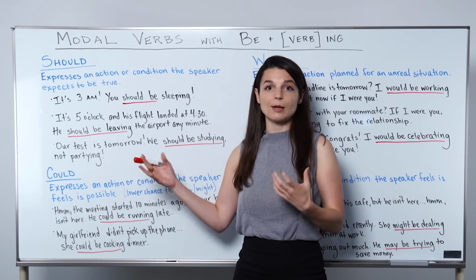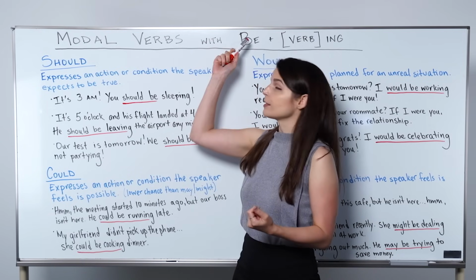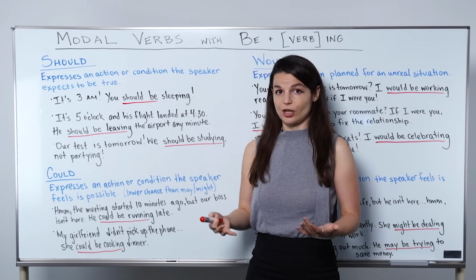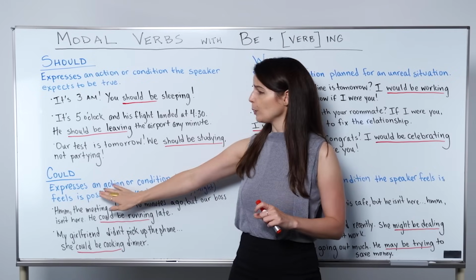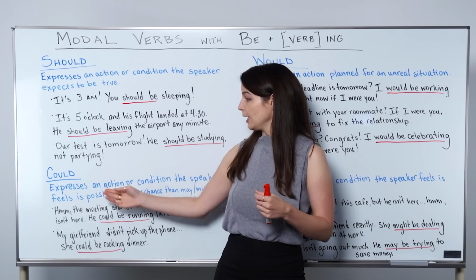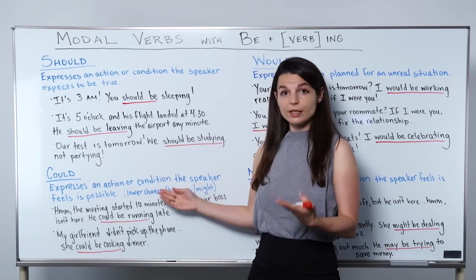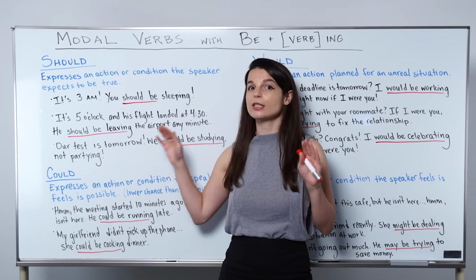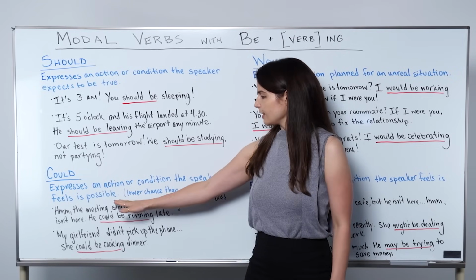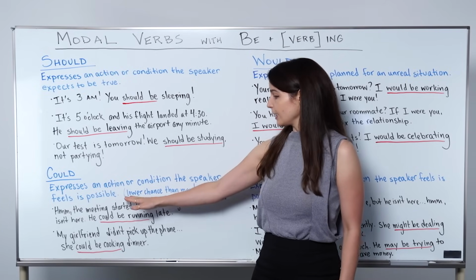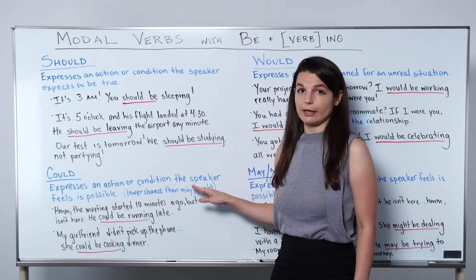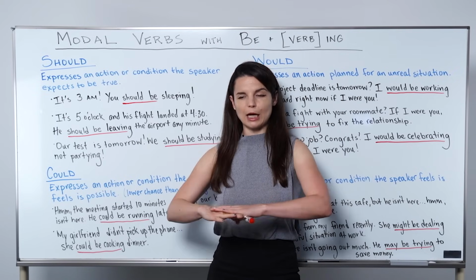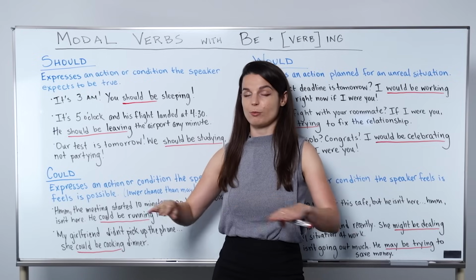We'll follow the same grammar pattern here. Could plus be plus a verb in the ing form. However, the meaning does change. Let's look at how. When we use could in this pattern, it expresses an action or a condition the speaker feels is possible, something that is just possible. You'll see a little bit later when I talk about this, it's a lower chance than may or might. I'm going to talk about may and might later.